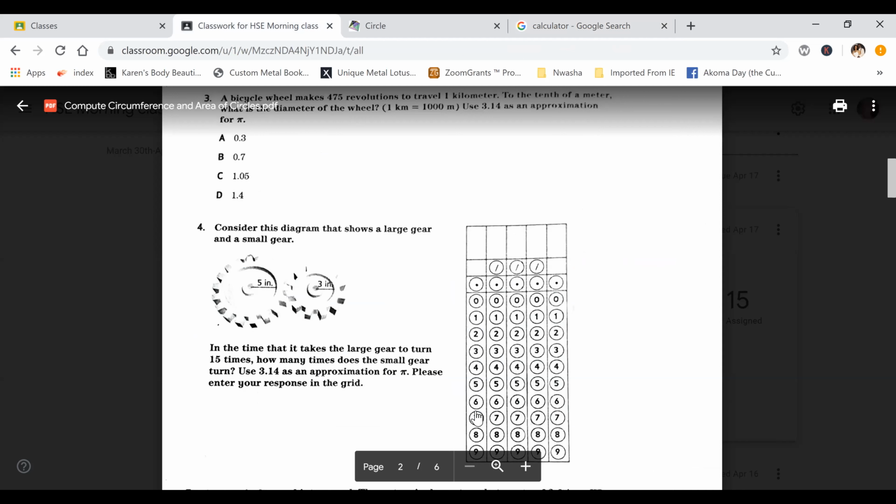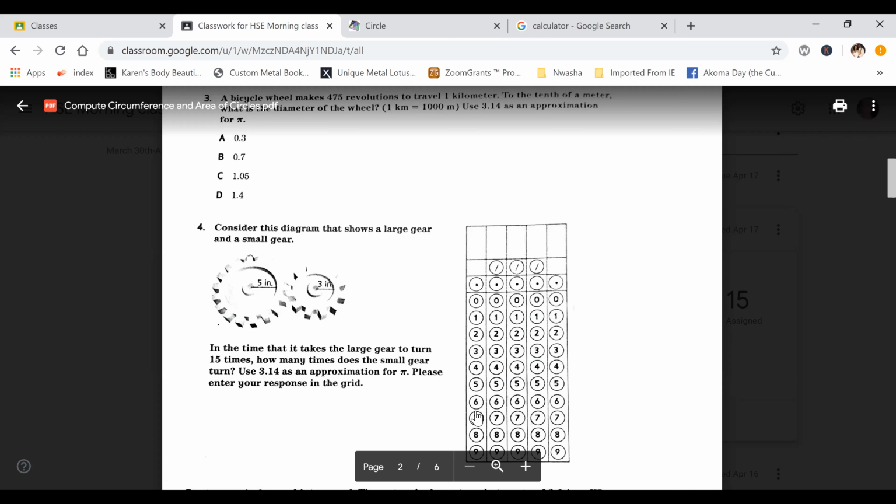So now what do you do? You do the same with the second gear? You could just divide to make it easier for the second gear. Okay. But what are you going to divide? That's the question. So let's read the question again. It says, in the time it takes the large gear to turn 15 times, how many times does the small gear turn?